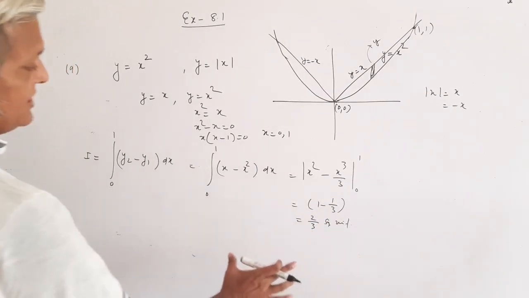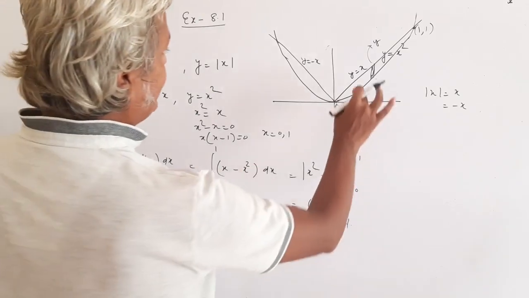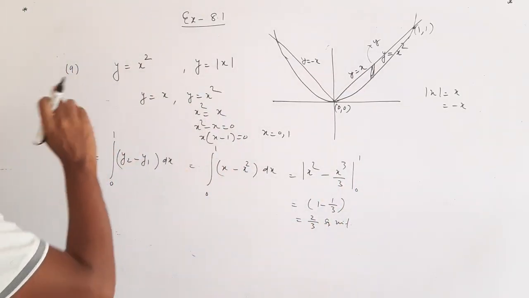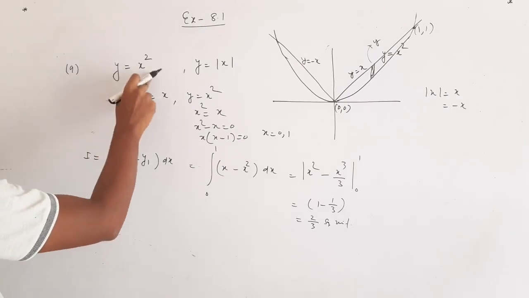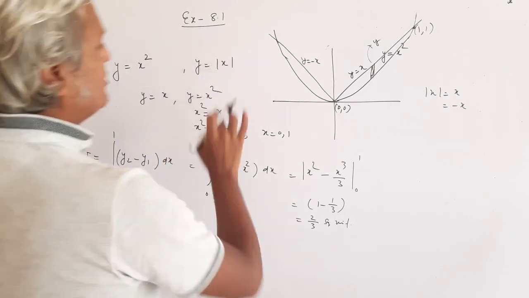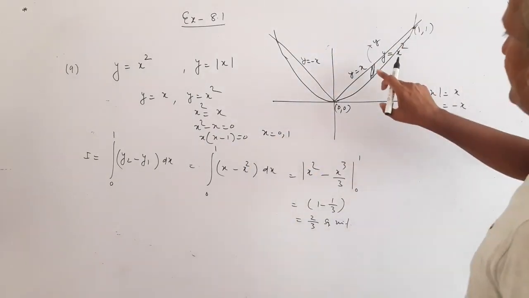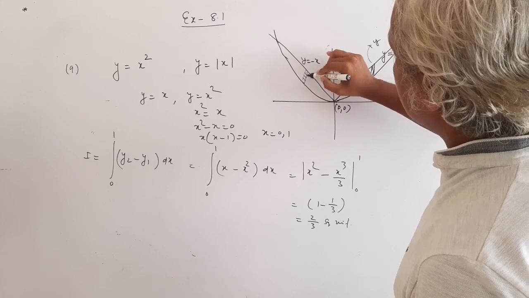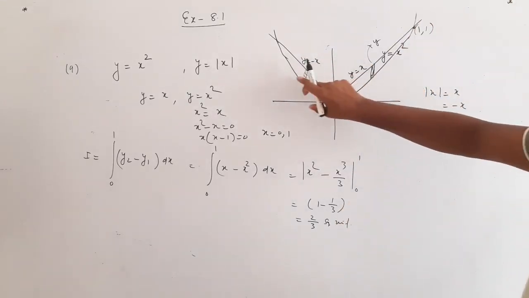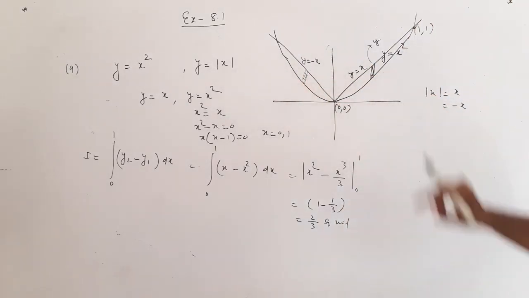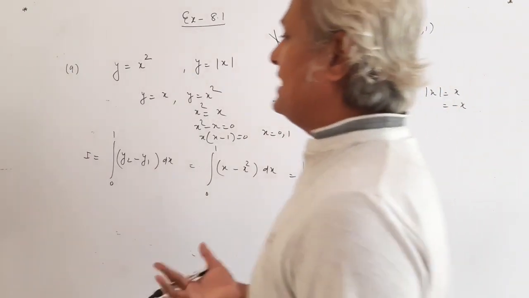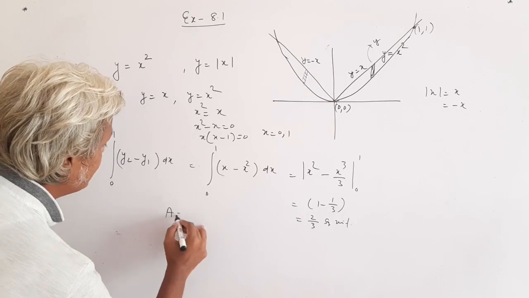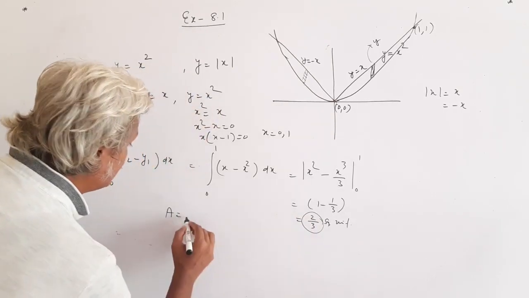Now if you read the question, it is not asking you to find the area in the first quadrant only. It's asking you to find the area between the function y equal to x square and y equal to mod x. So it means we have two parts, one part is here and another part is here. If you look at the symmetry of the diagram, both these sectors will have the same answer because they are identical. So the whole area will be just double of what we have found.